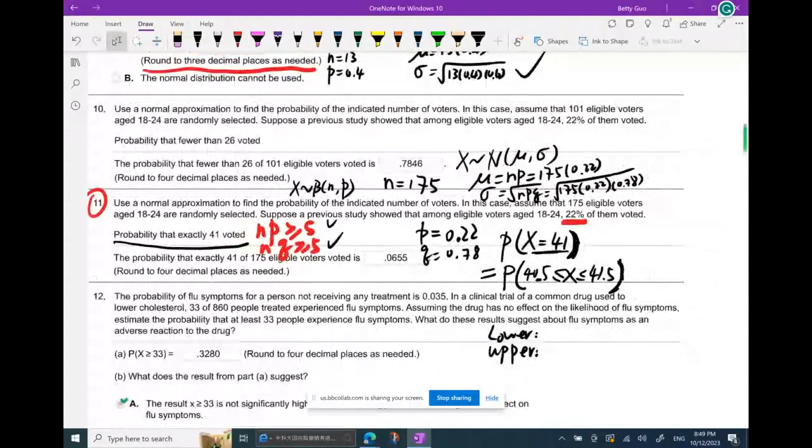What I mentioned earlier is similar to this one, right? This is the real number line. On the real number line, x only can assume whole values, and we want x exactly equal to 41. We want an interval, 40.5 and 41.5. So your lower is going to be 40.5, your upper is going to be 41.5. Your mu is here, your sigma is here. All right, guys, you ready to use your calculator? Let me know what you have.